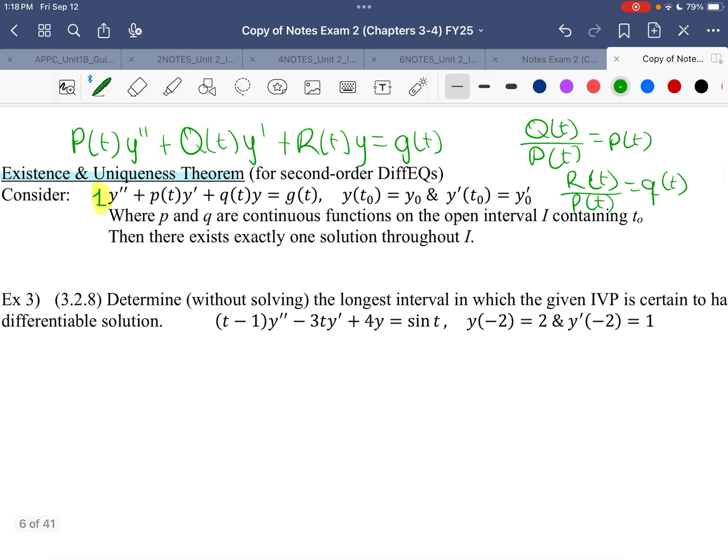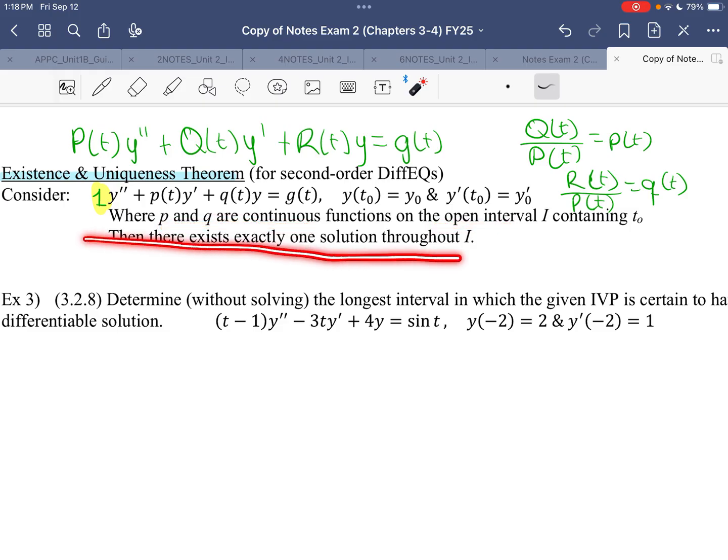When we divide and we are looking at our lowercase p and lowercase q, if they're continuous functions on an open interval, then there exists exactly one solution on that interval. So that's the uniqueness theorem.